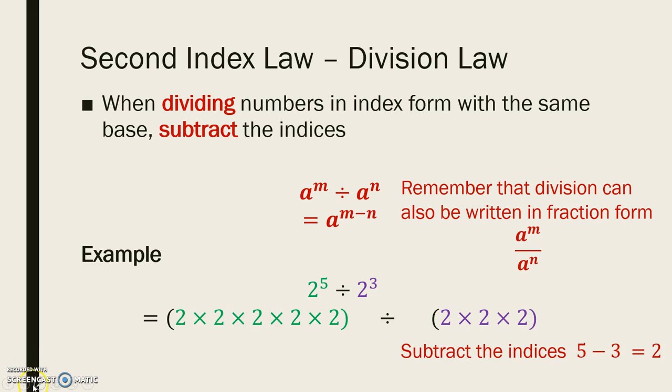So we subtract the indices, but when you're dividing, what we're really doing is cancelling. That 2 divided by that 2 is 1. That 2 divided by that 2 is 1. That 2 divided by that 2 is 1. And we're left with 2 times 2. So if we look at that, we get 2 squared. That's all that's left. And you'll see here, when we subtract the indices, we also get 2 as our index. So that's why the law works.